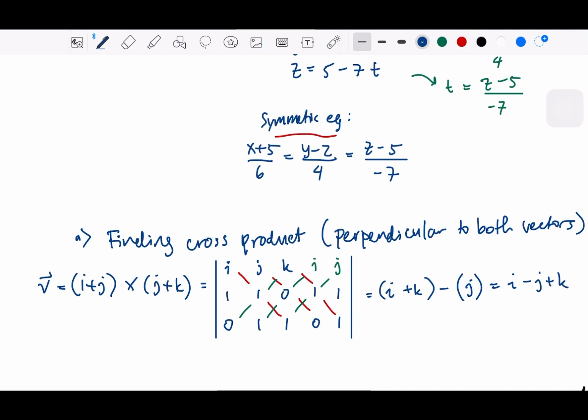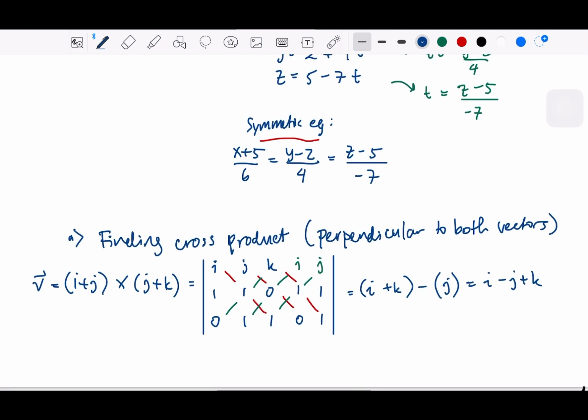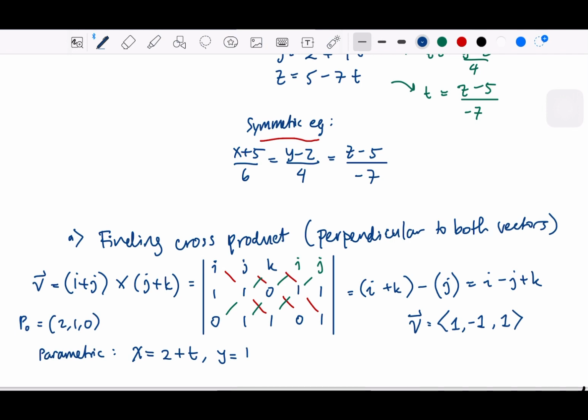Okay. This is our vector, which means we can write vector v as 1, -1, and 1. So for the parametric equations, if we take p0, the initial point, as 2, 1, 0, then x is 2 plus t, y is 1 minus t, and z will be t.